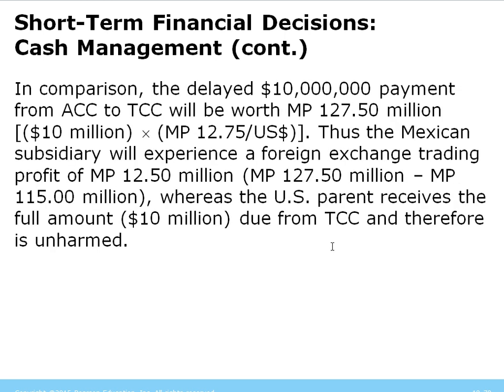And then in comparison, the delay of the $10 million payment from ACC to TCC will be worth 127.5 million Mexican pesos as the dollar appreciates. Thus, the subsidiary will experience a foreign exchange trading profit of 12.5 million pesos.